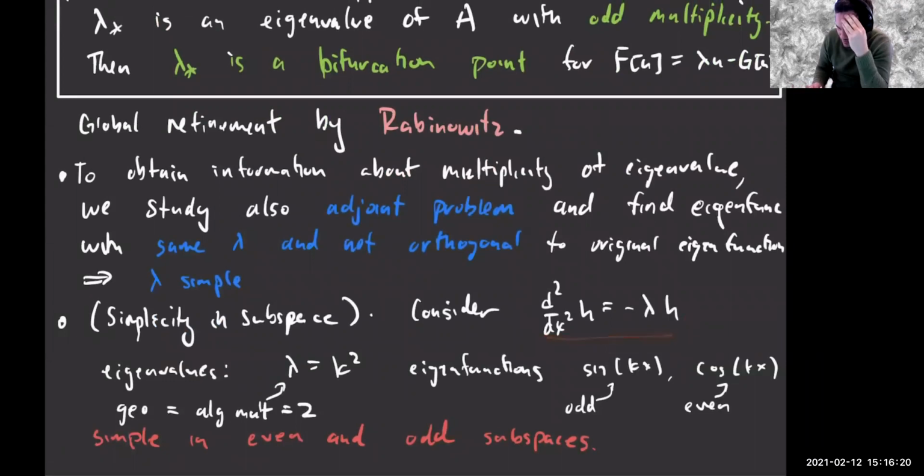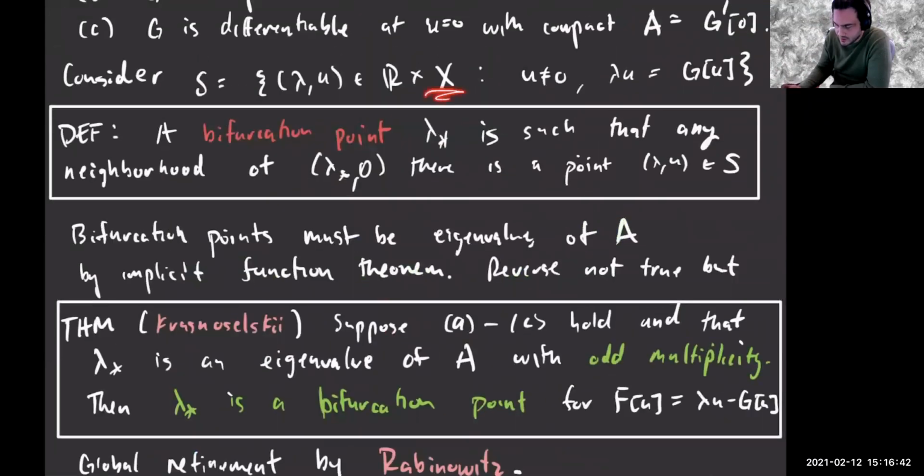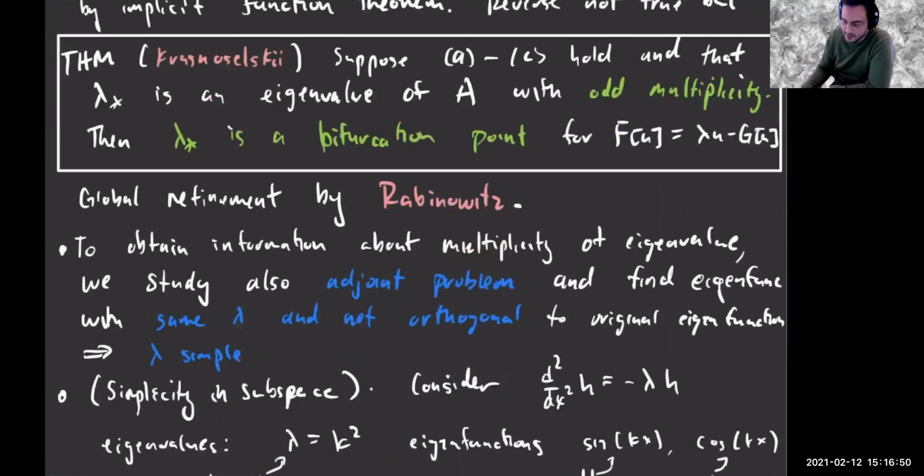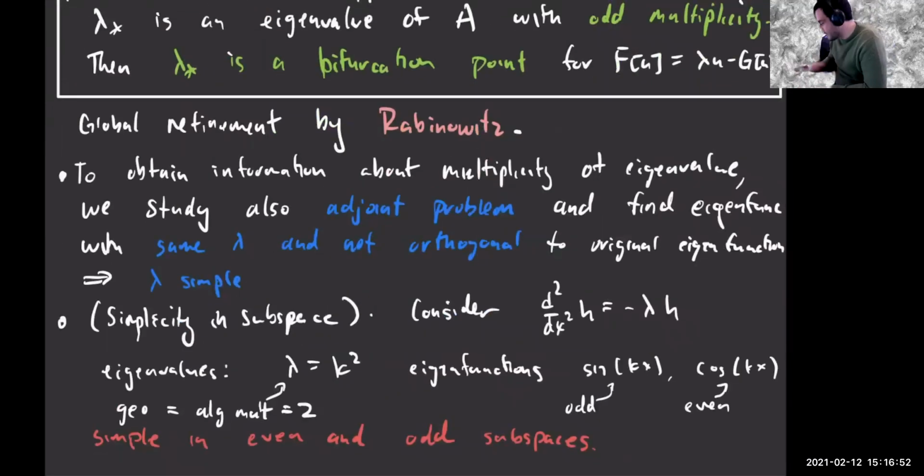Well, this problem has eigenvalues which are just k squared and eigenfunctions sine kx, cosine kx. So the geometric and algebraic multiplicity of one of these lambdas is 2. But if you restrict to even or odd subspaces, then the eigenvalues are simple. So basically, this space X that you see in the application will be chosen to be some Hilbert space, but restricted to just even and odd functions, and those are respected by the equations of motion.